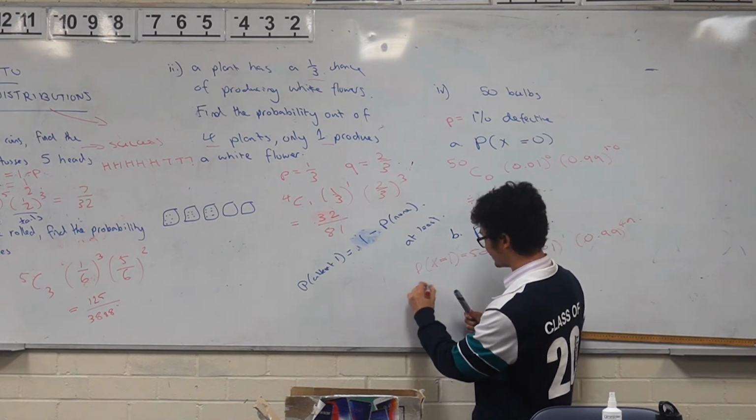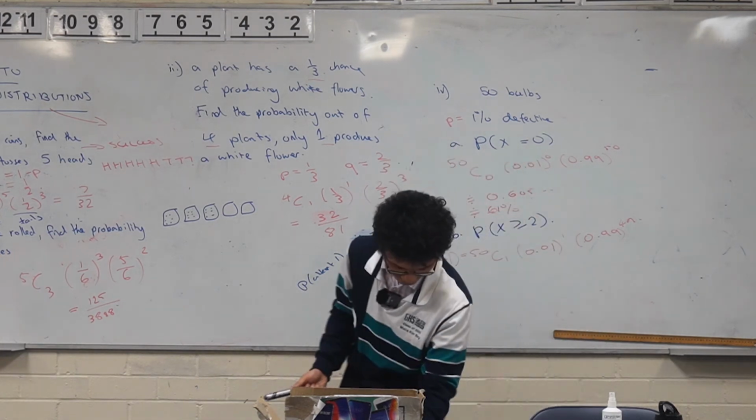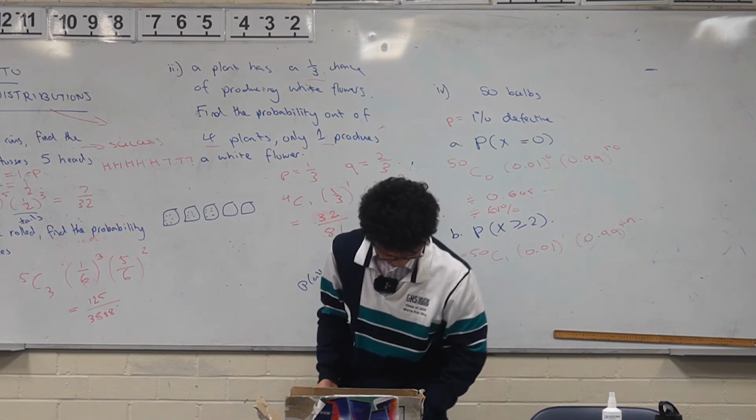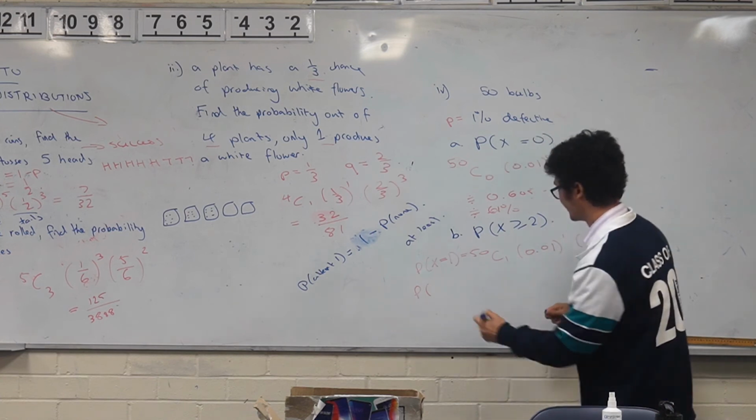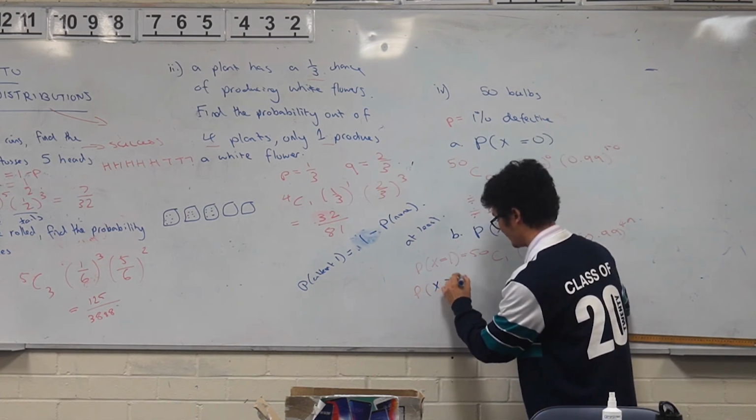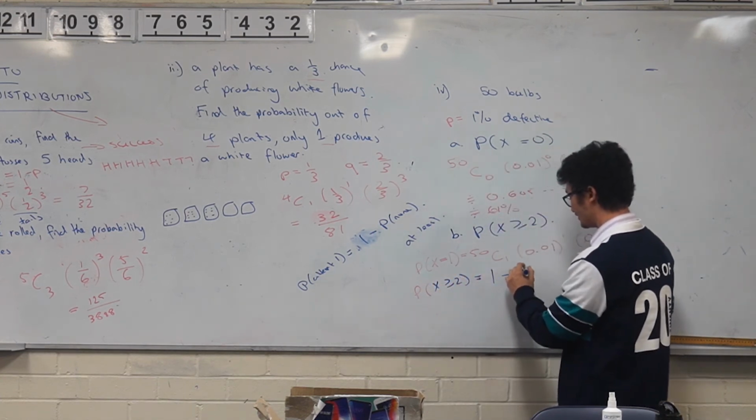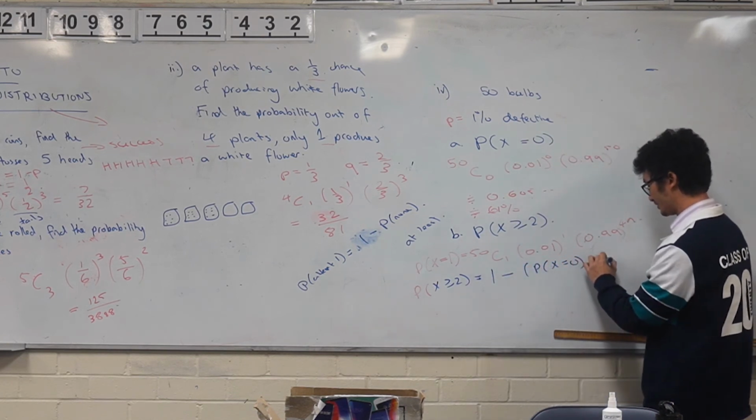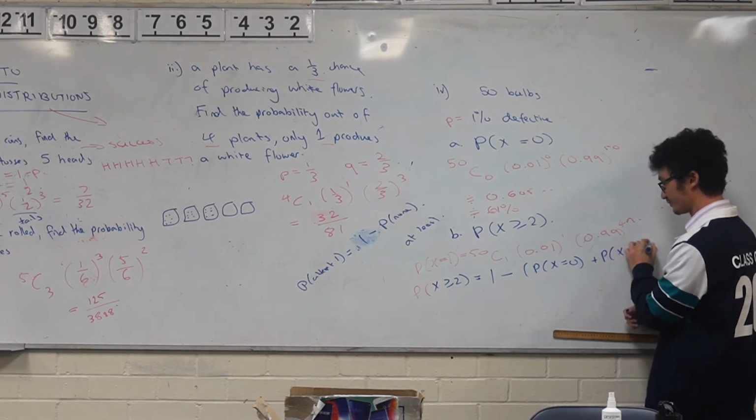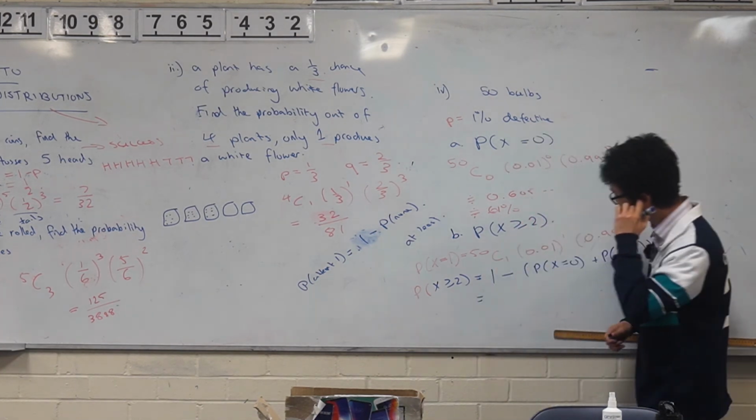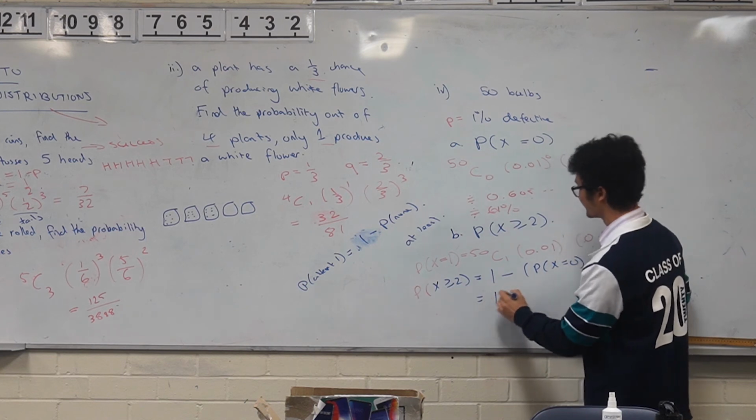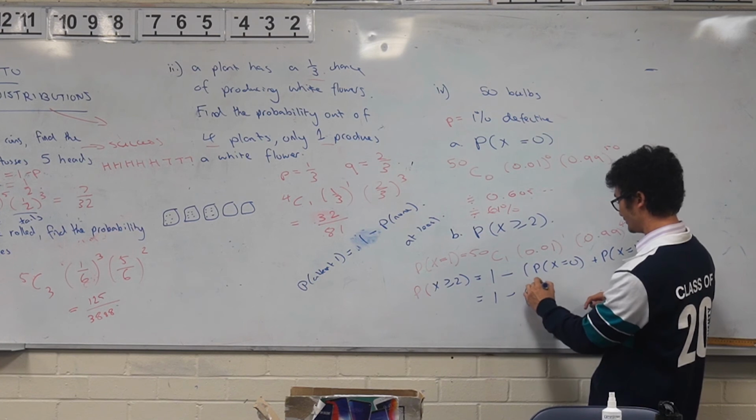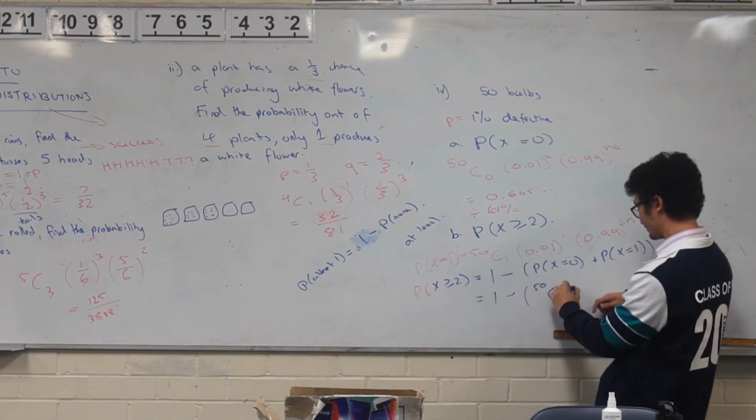And then our probability that we can have at least 2 is equal to 1 minus P of X equals 0 plus P of X equals 1. And you can put that in for me. It's always better to use the exact one, so I'll write out the full thing as well.